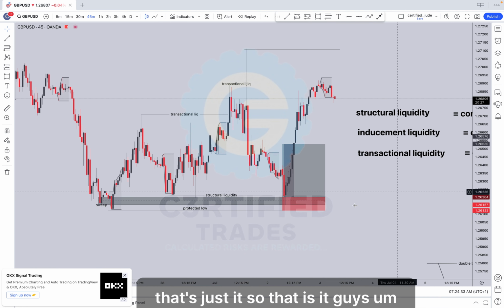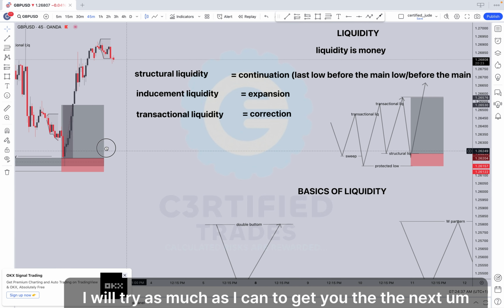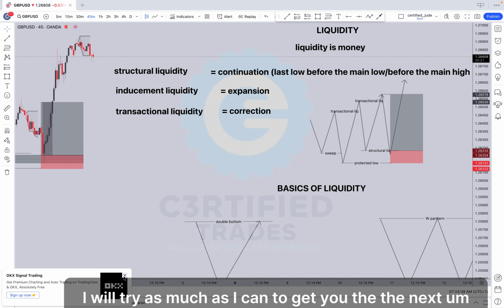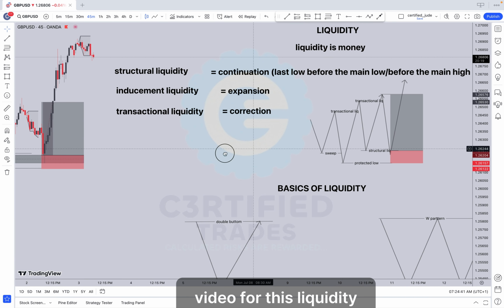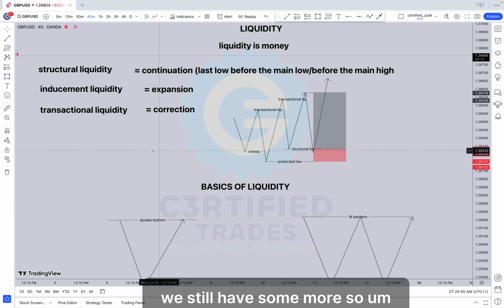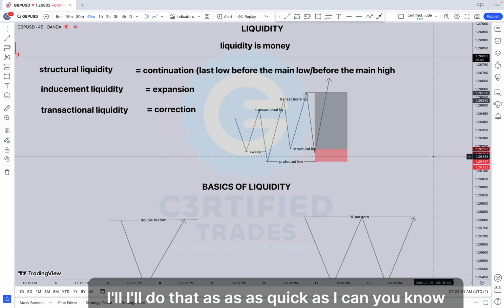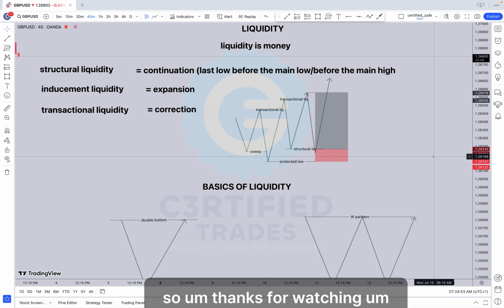Boom, that's just it. So that is it, guys. I'll try as much as I can to get you the next video for this liquidity, because this is not all about it. We still have some more. I'll do that as quickly as I can.